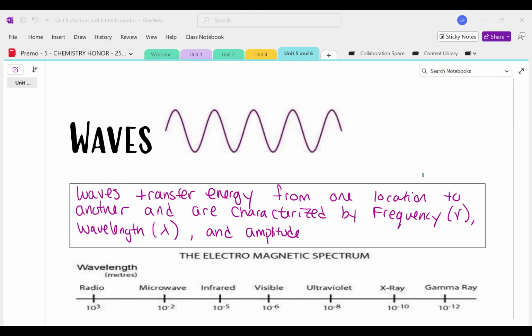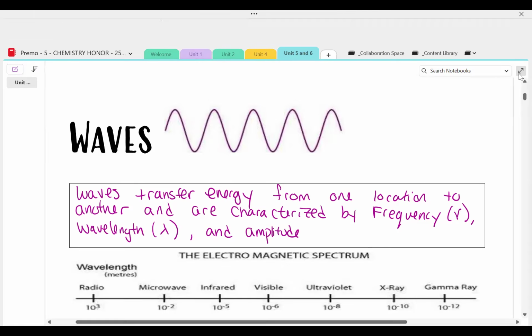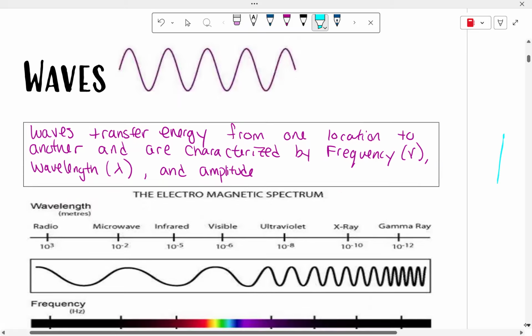They're characterized by three main parts: frequency, which is this little Greek symbol nu here, basically a V; wavelength, which is an upside down Y, the Greek letter lambda; and amplitude. You can use F or W if you prefer for those symbols, but I will be using those when I'm discussing it.